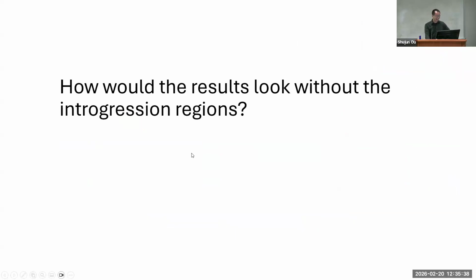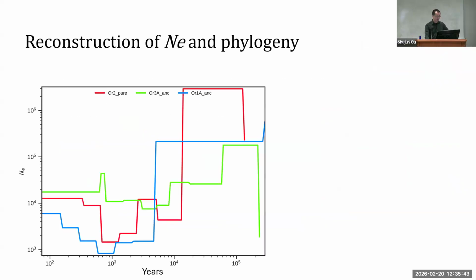Yes. So how would the results look without the introgression regions, right? Now we identify them, so we remove them, and then I reconstruct the effective population size. And since they're all wild rice, I just convert them into years, 1 to 1. And you see this, we still see the initial bottlenecks coming from OR3A, that's here around 10,000 years ago. But OR2 has an earlier, like 15,000 years ago as a bottleneck, and OR1 has a much later one, which is like 5,000 years ago.